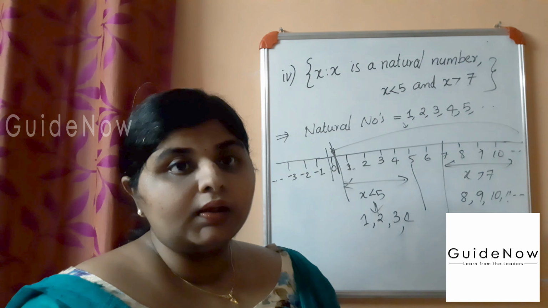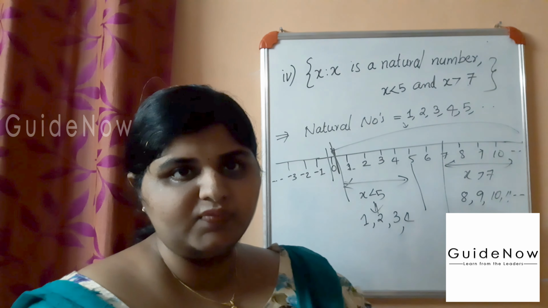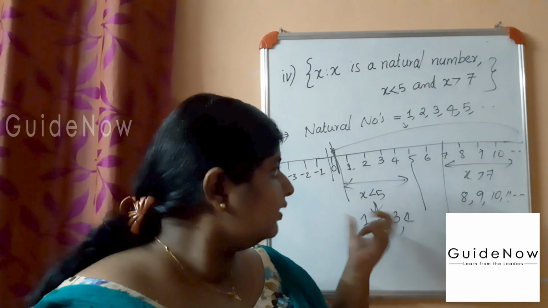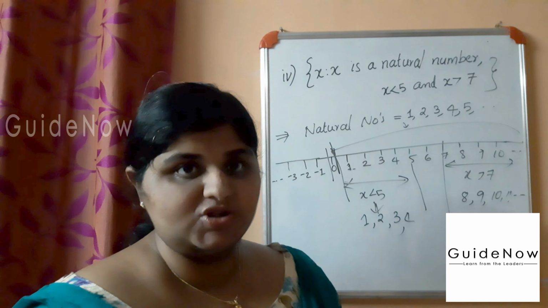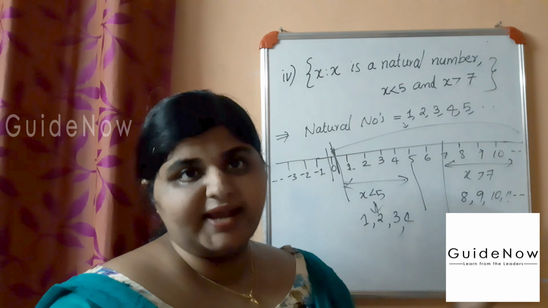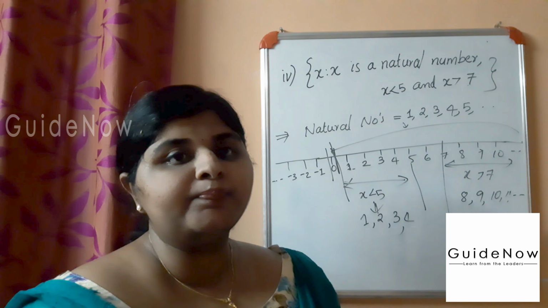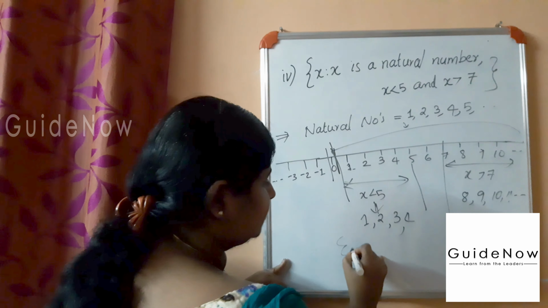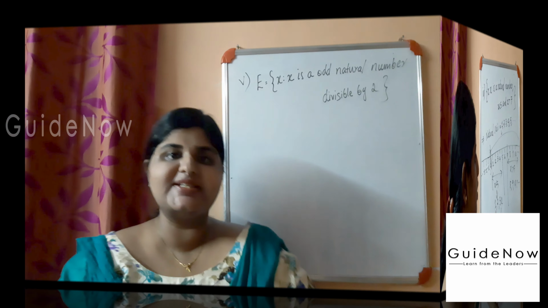So no number satisfies these two conditions. Separately, those numbers can satisfy each condition, but this is a combination of two conditions. So let's satisfy both conditions. Here there are no common numbers between the conditions, so this is an empty set. Okay.